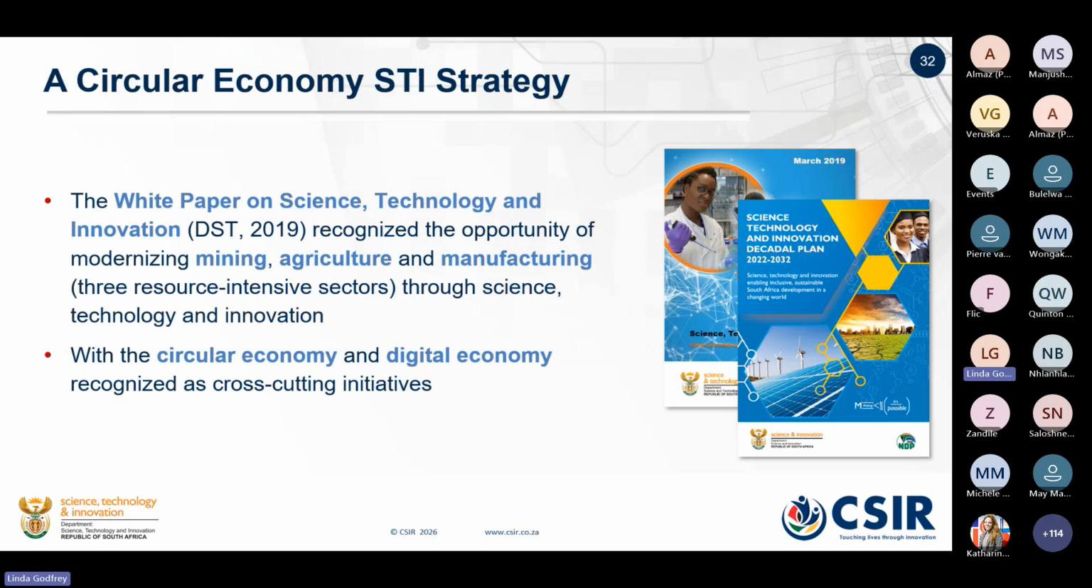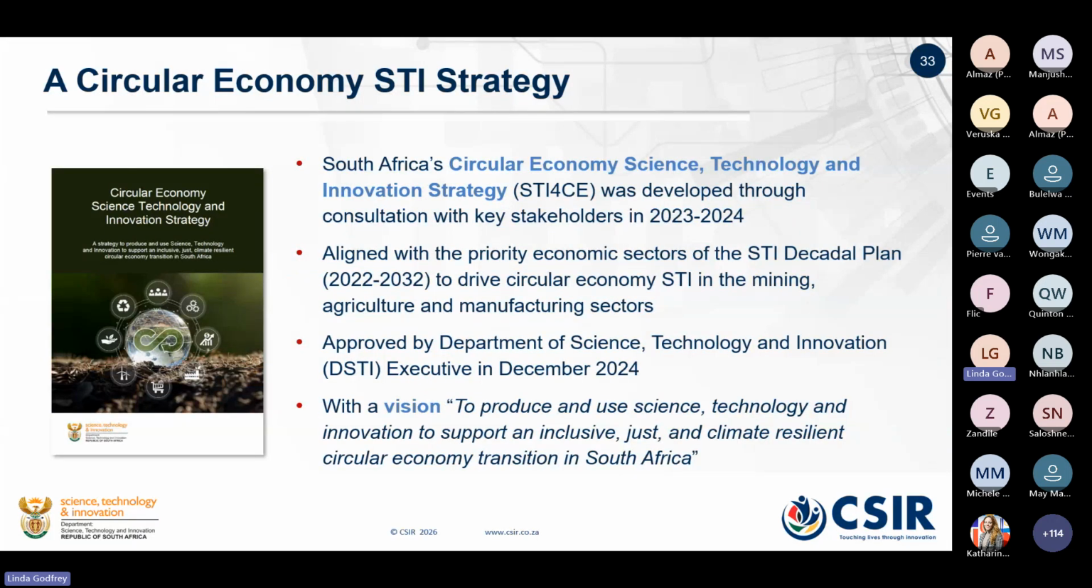And so with these two studies as background, understanding the current levels of circularity, understanding the opportunities and constraints in these resource-intensive sectors, the white paper on science, technology and innovation recognized the circular economy as a cross-cutting initiative. It also recognized the digital economy as a cross-cutting initiative. And it identified 3 priority resource-intensive sectors, mining, agriculture and manufacturing, that stood to benefit from greater investment and activity in science, technology, and innovation. And so the approach that we took with the circular economy intervention was to look at the interface of the circular economy and mining, the circular economy and agriculture, and the circular economy and manufacturing.